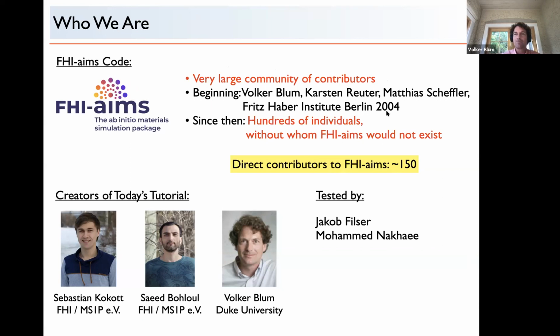The beginning of the code happened in 2004. And that was something I think decided between Carsten Reuter, Matthias Scheffler, and myself. It happened at the Fritz Haber Institute, where I was for that time. And so since then, a lot happened. The direct contributors to FHI-aims are about 150.